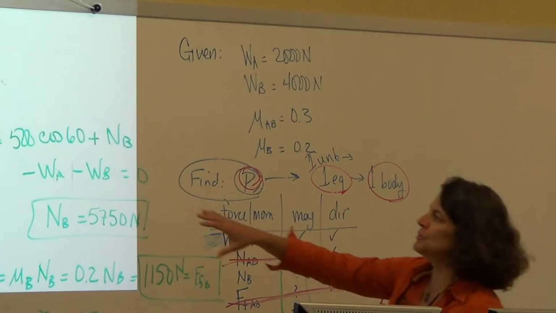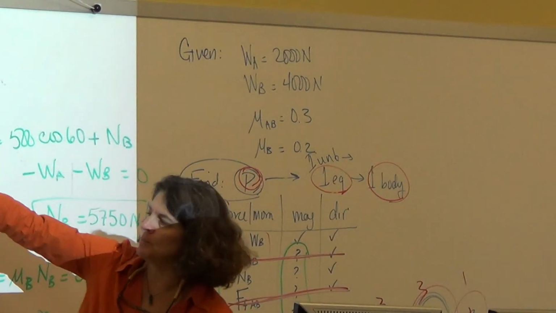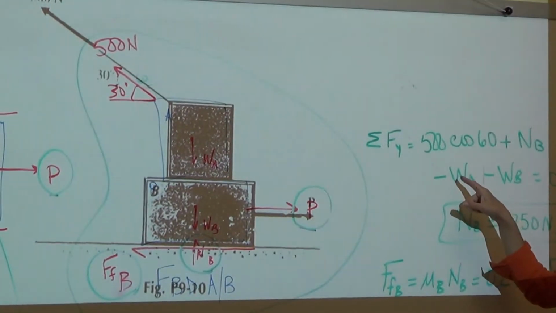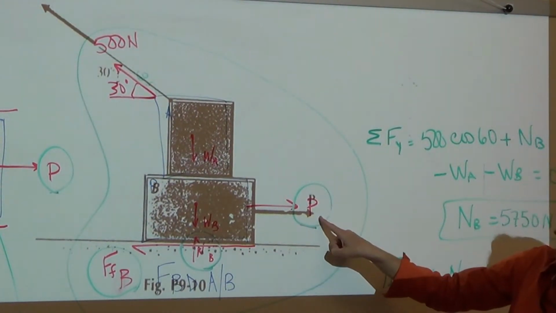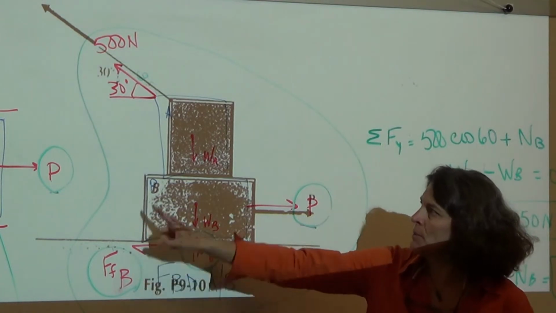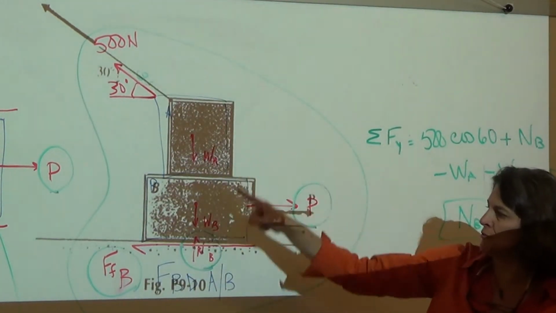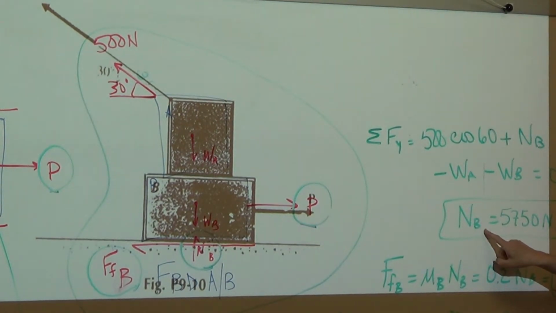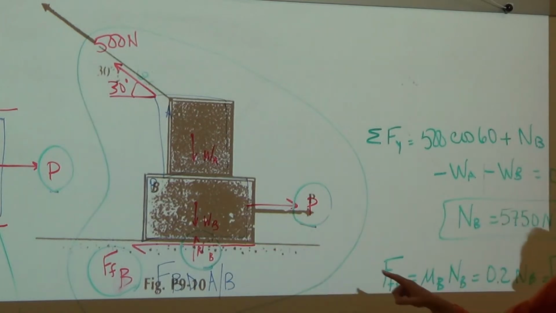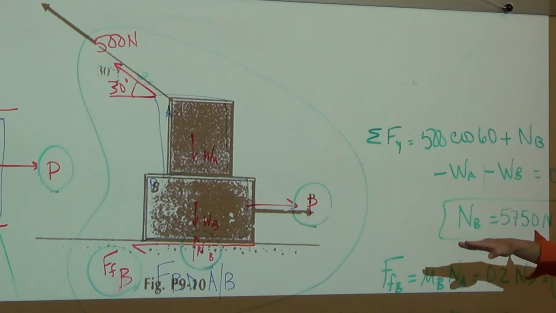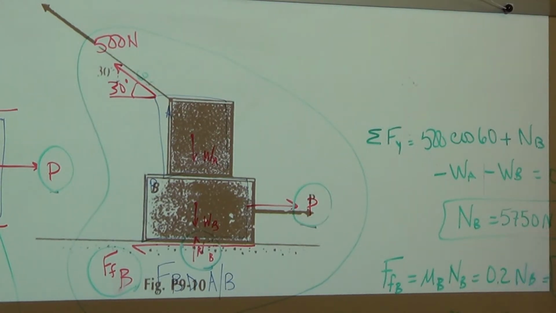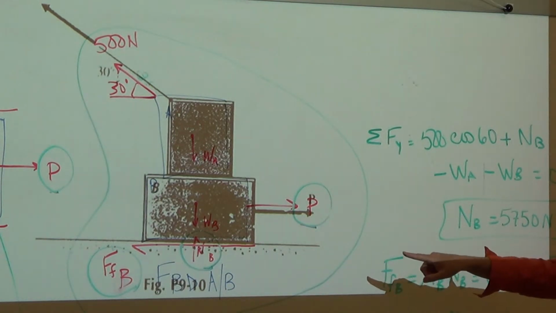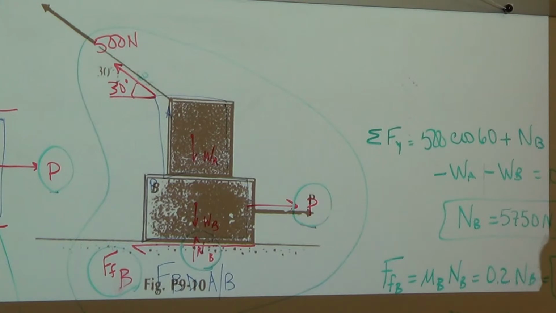So, do you agree that sum of the forces in the y would be the best equation to do first here? Yeah. Right? Because this is an unknown, this is an unknown, this is an unknown, but we know this and we know the weight. So I did sum of the forces in the y first, and I was able to calculate the normal of B, right? Then, knowing that there was impending motion here, I used the friction equation next, and found the frictional force between block B and the surface is 0.2 of this. It came out to be 1150. Okay? Then I did the sum of the forces in the x to solve for what P is.